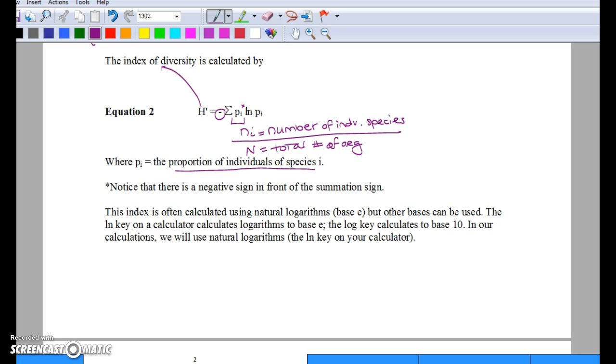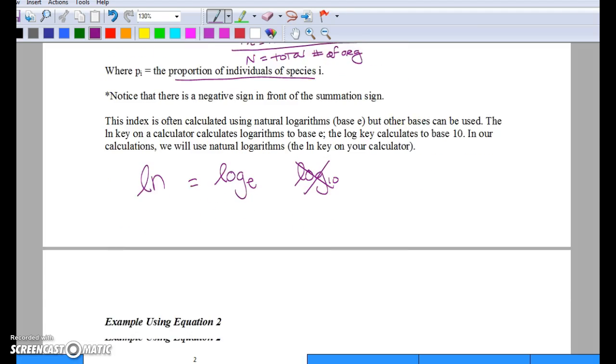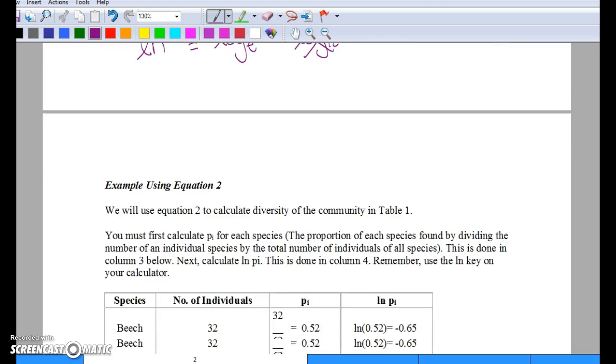So the Shannon-Wiener index is often calculated using the natural log. There are other logs which you probably used in the past in math class. But we are going to make sure that we use the natural log function, which is just like saying log base e as opposed to log base 10. We're not going to use that one. So make sure you're careful when you plug that into your calculator.